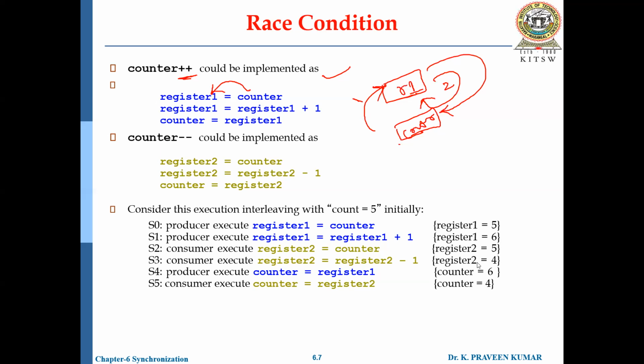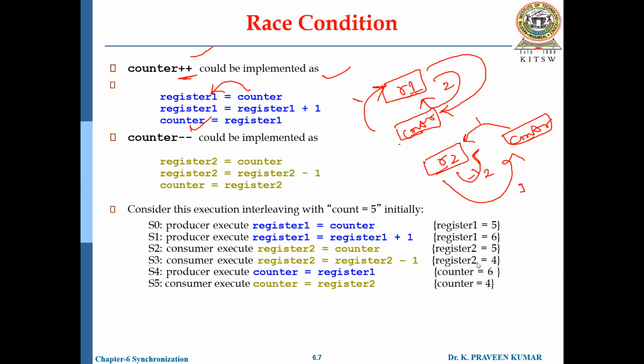So how are you going to implement counter--? There is a register2 and counter. The counter value will be stored in register2, then register2 will be decremented once, right? And then this value will be stored in the counter. This is the first step, second step, and third step. So this is the incrementation and decrementation part of your counter.